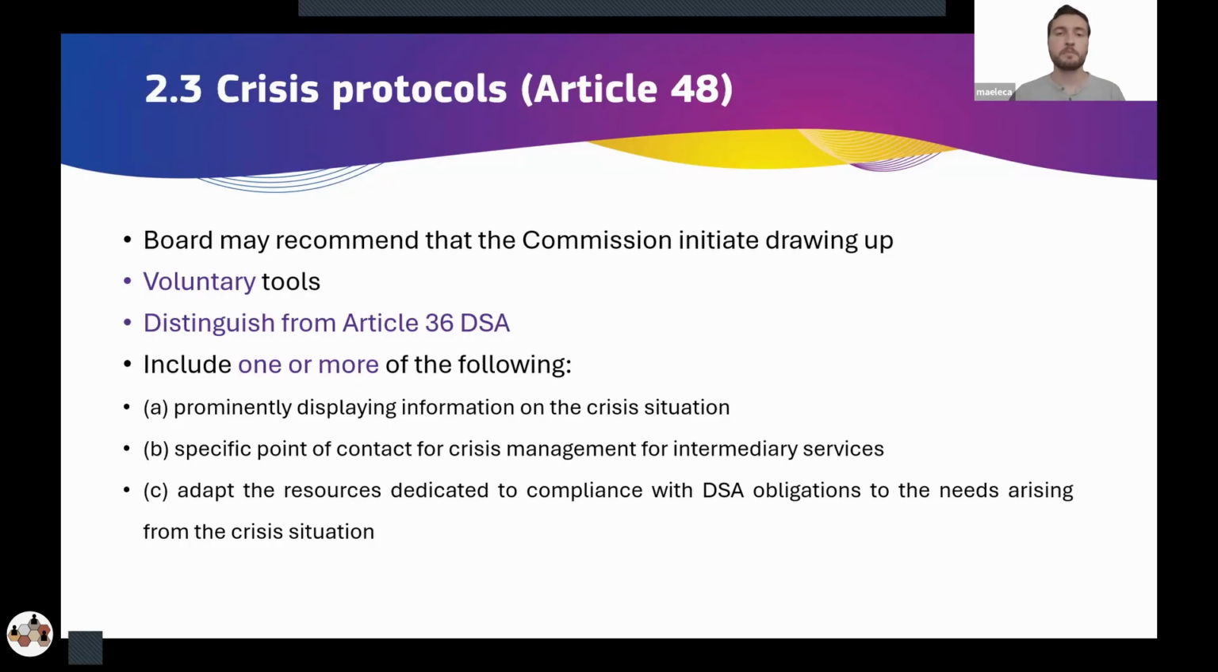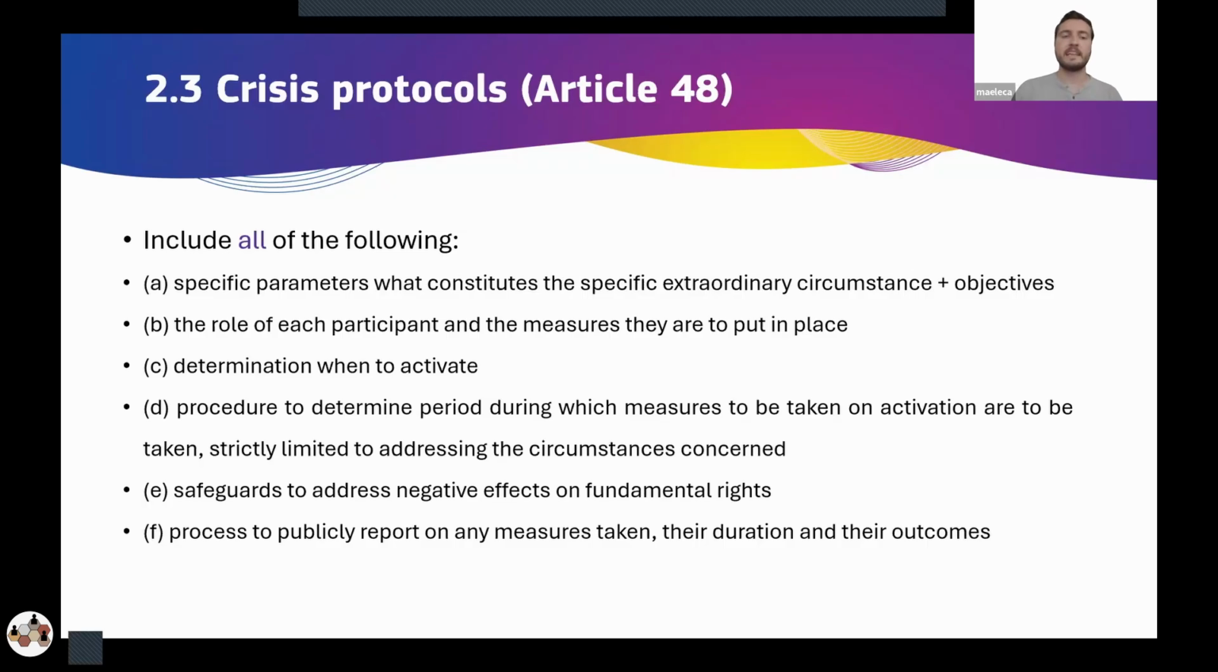And then if there is a protocol under 48, it needs to have one or more of the following, such as prominently displaying info on crises, specific points of contact, or adapting resources that are otherwise used. So these are all things that quite make sense. And then basically, these protocols also need to include all of those other following criteria, which I'm not going to read to you right now. Please take a look at Article 48, I'd say. It's just very interesting to know how such a protocol should be constructed exactly and what it can do exactly.